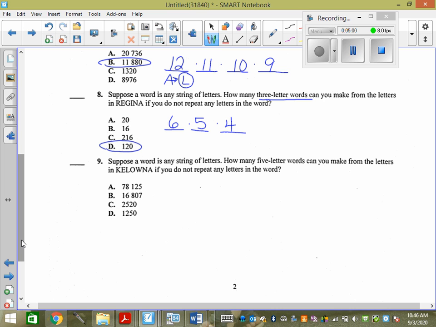Suppose a word is any string of letters. How many 5-letter words can come from Kelowna? Kelowna has 7, and none of them are doubling or tripling, right? We're going to make 5-letter words. 1, 2, 3, 4, 5. And it has 7. So we have 7 times 6 times 5 times 4 times 3, which is 2,520.